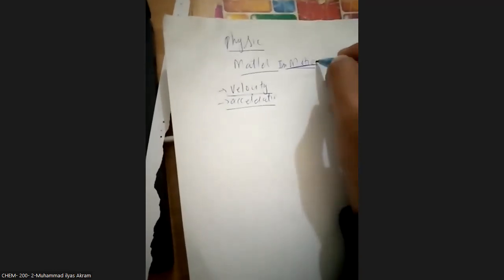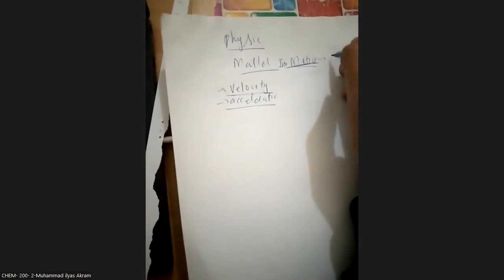Why does motion exist? The motion is due to, or maybe the result of, some force. If someone pushes you, you change your position from one place to another. So this comes in the form of velocity and acceleration. What is velocity and what is acceleration?